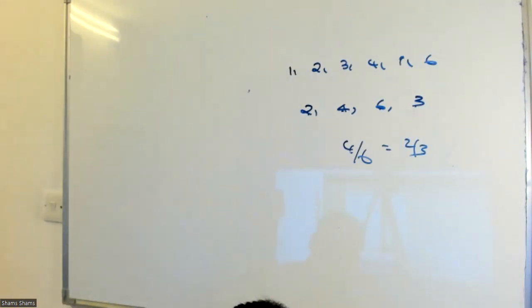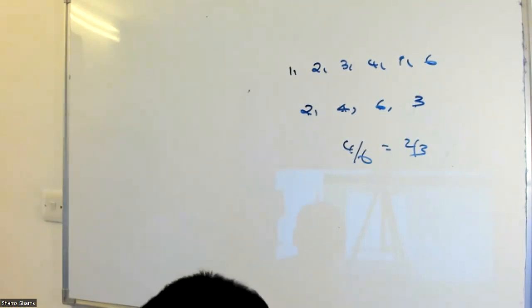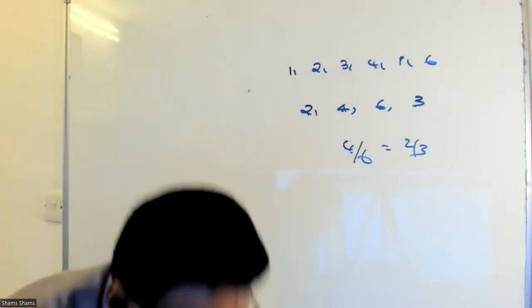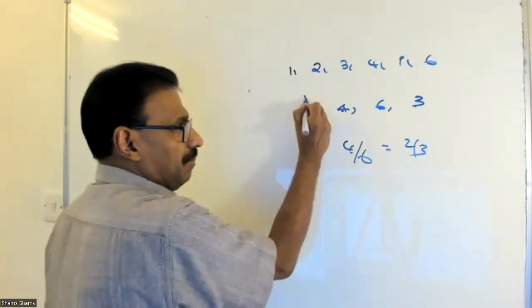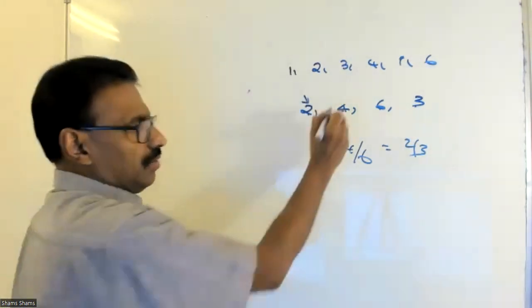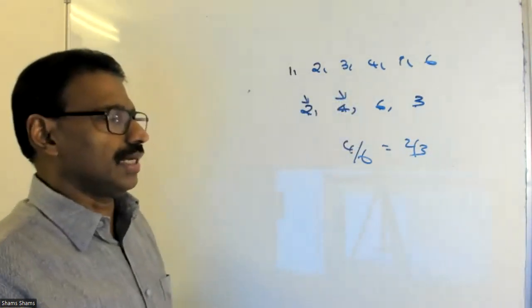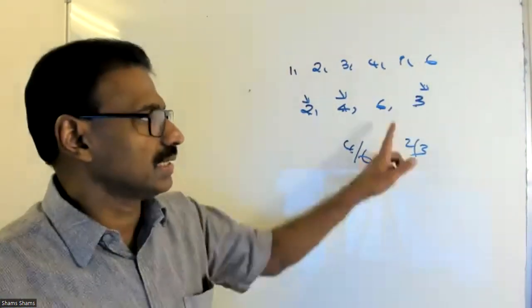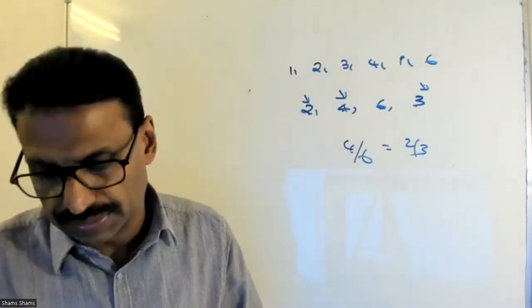Then next, number 4, an even number and a multiple of 3. That means it should be an even number, and at the same time it should be a multiple of 3. That means only 6. Clear or not? Are you okay? Now understood? See, 2 is an even number, but not a multiple of 3. 4 is an even number, but not a multiple of 3. 3 is a multiple of 3, but not an even number. So only 6 satisfies that. So that is 1 by 6.